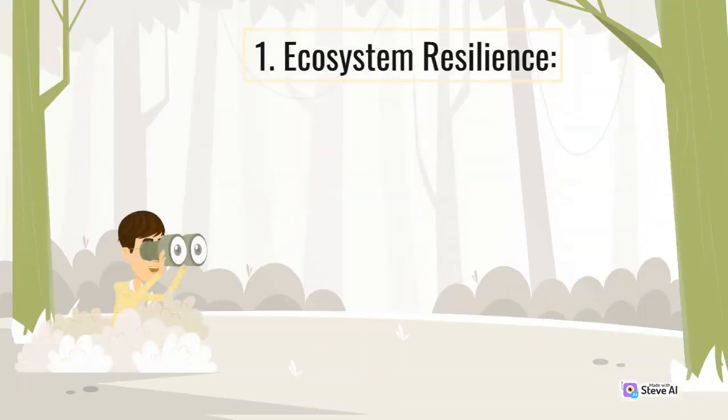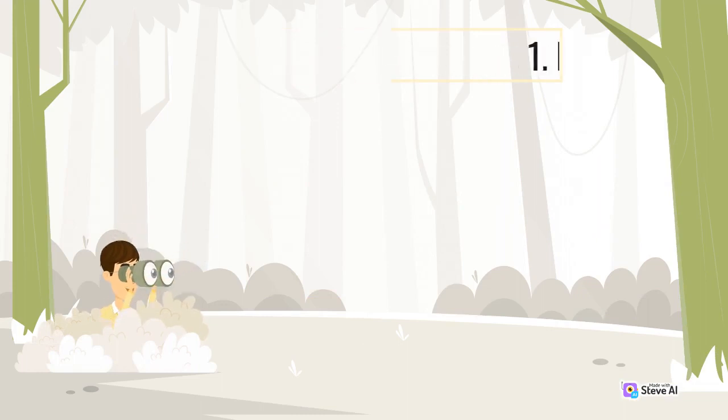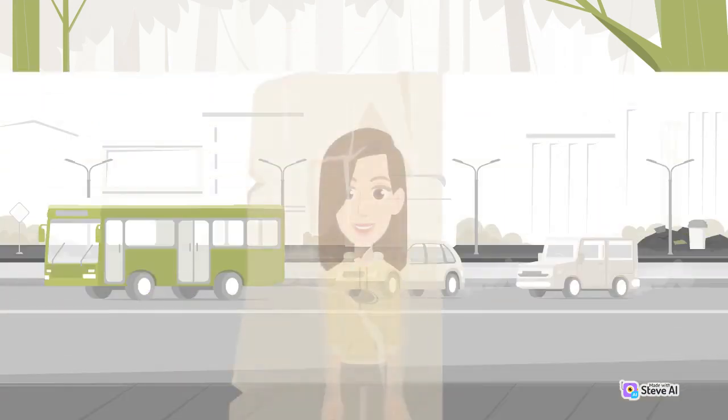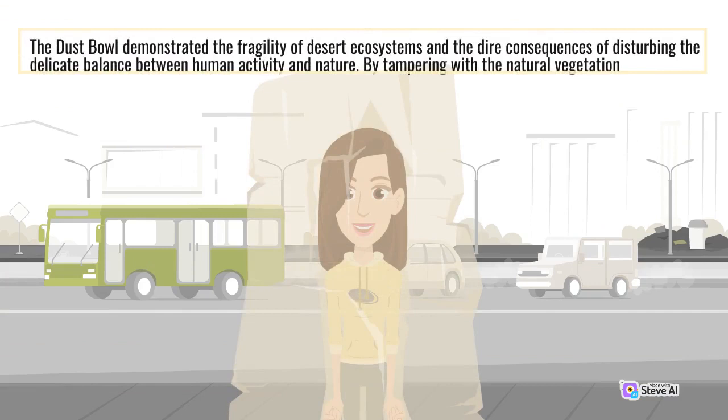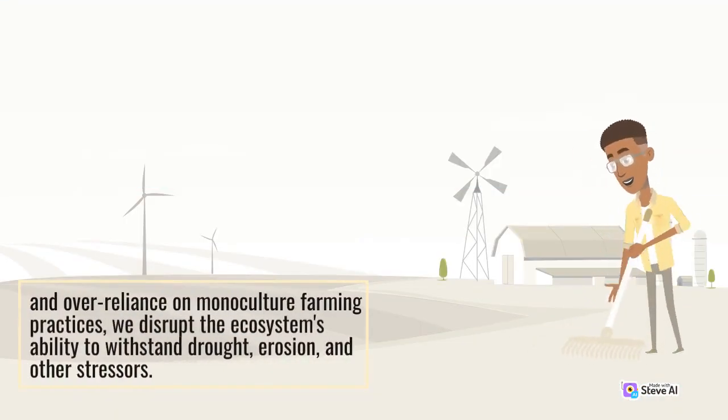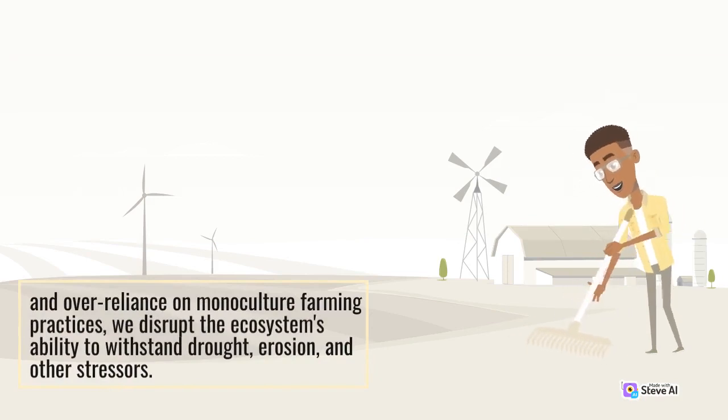1. Ecosystem resilience. The Dust Bowl demonstrated the fragility of desert ecosystems and the dire consequences of disturbing the delicate balance between human activity and nature. By tampering with the natural vegetation and over-reliance on monoculture farming practices, we disrupt the ecosystem's ability to withstand drought, erosion, and other stressors.